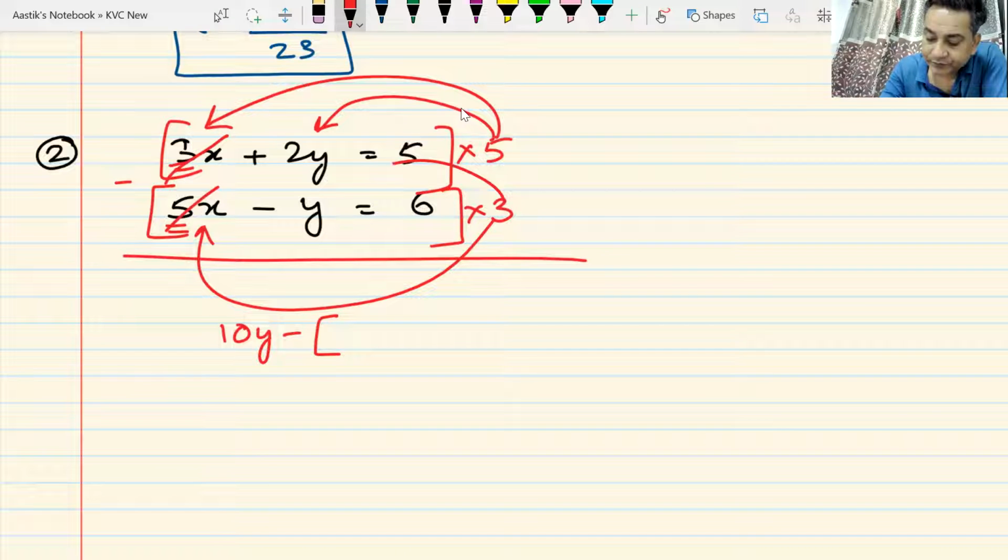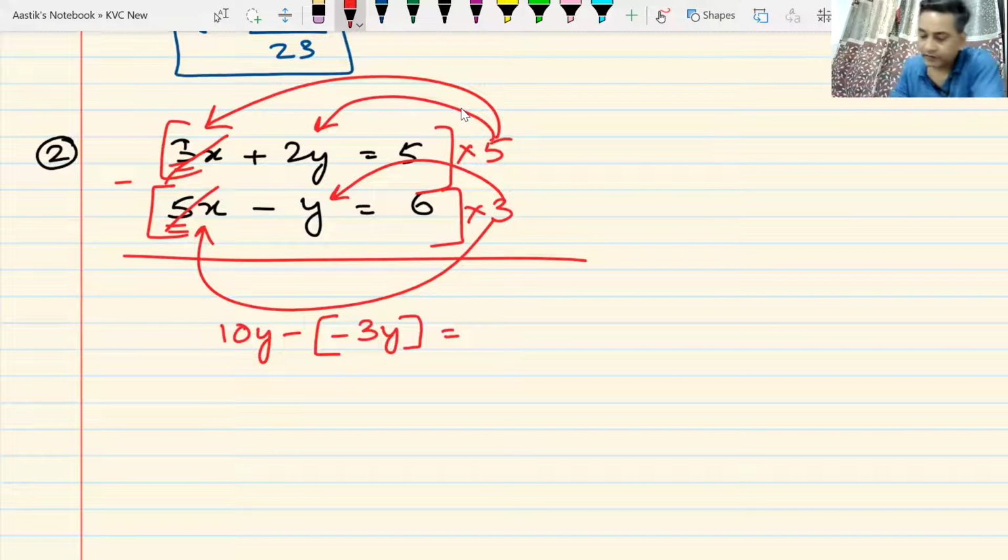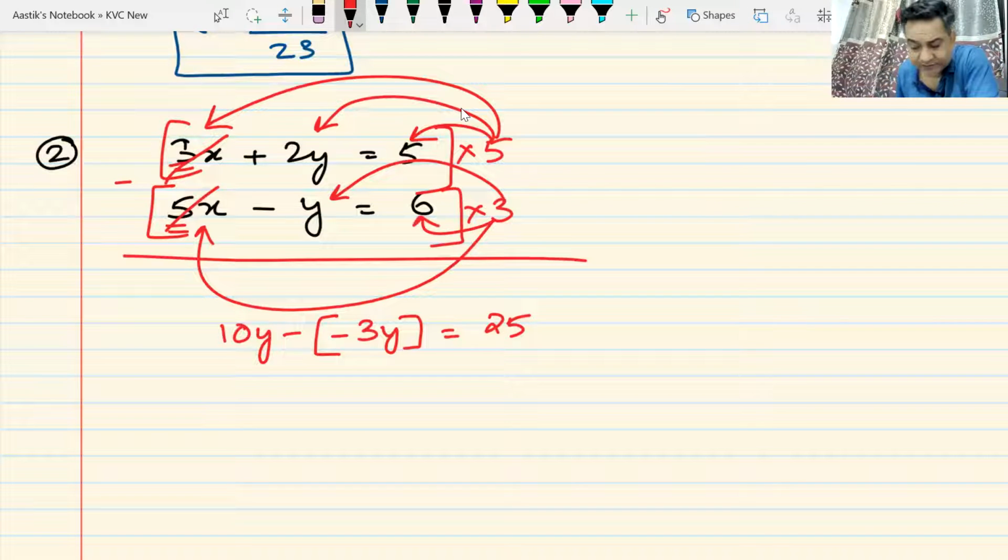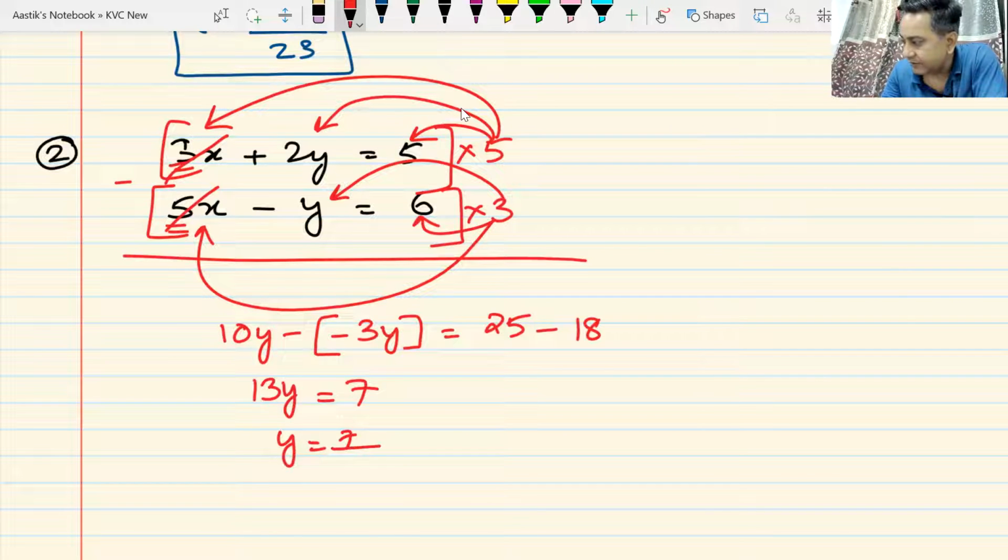Now I multiply 3 by minus y. So it will be minus 3y. If you do it step by step like this, you will not make any mistake. Then I multiply 5 by 5. That's 25. I multiply 3 by 6. It's 18. Minus 18. And now, as you can see, it's pretty simple. 13y becomes 25 minus 18, which is 7. My y becomes 7 by 13.